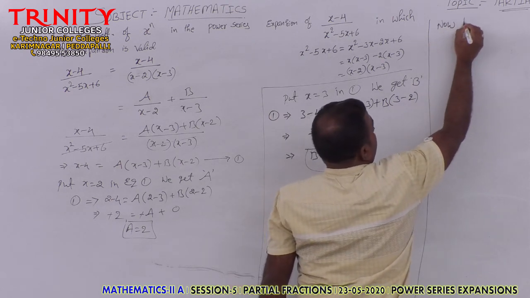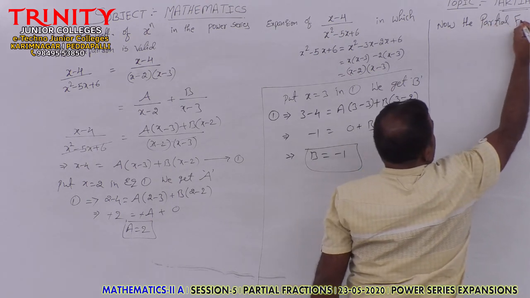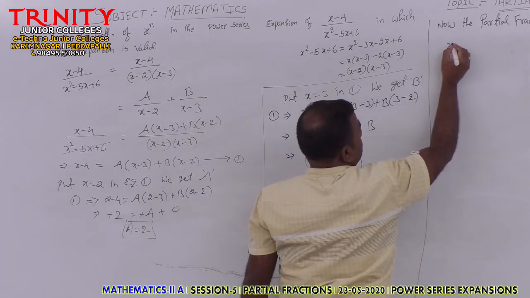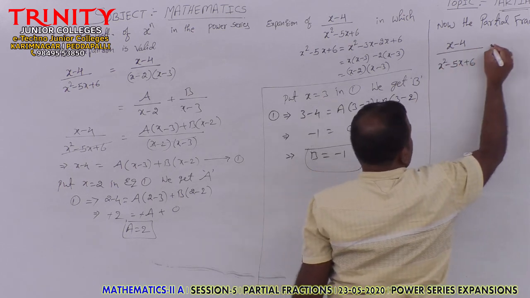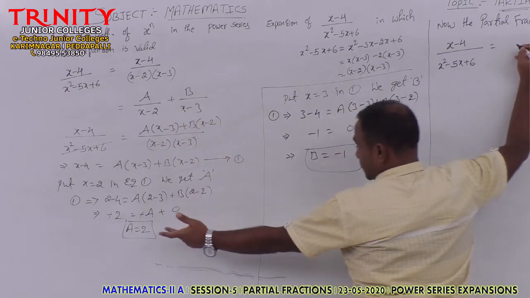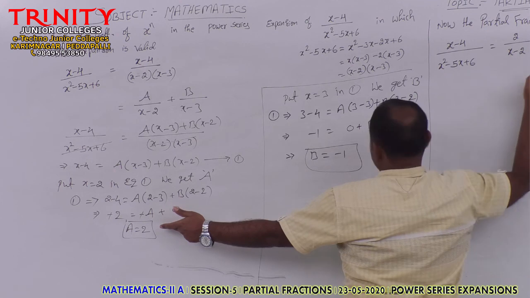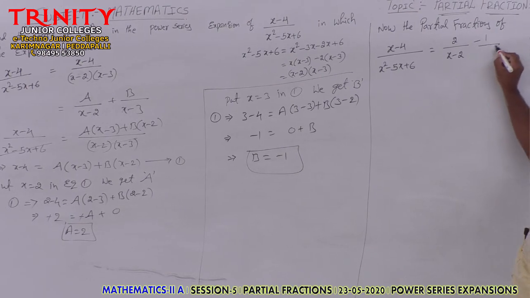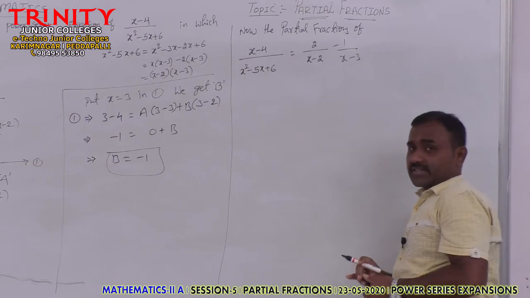Now, the partial fractions of x minus 4 by x square minus 5x plus 6 is equivalent to a by x minus 2. A value we got as 2. 2 by x minus 2 plus b value we got as minus 1, that is minus 1 by x minus 3. Now express this as the power series expansion.